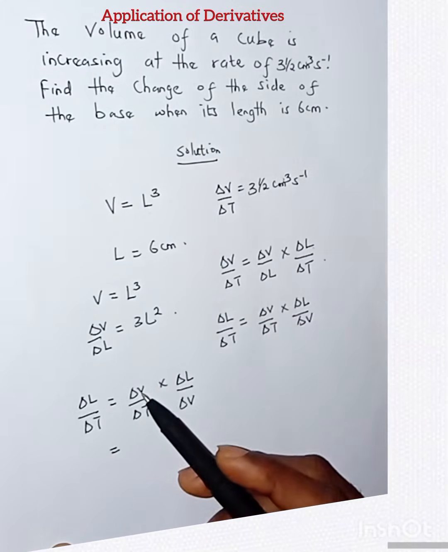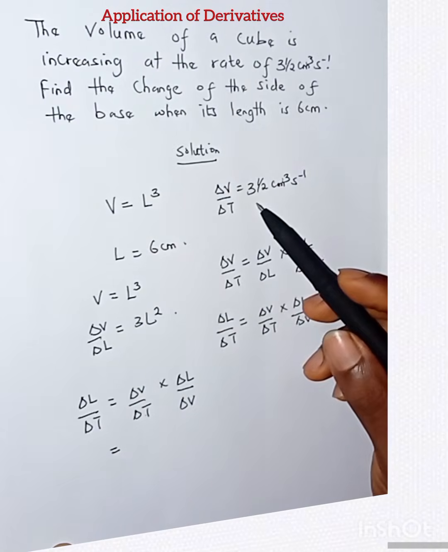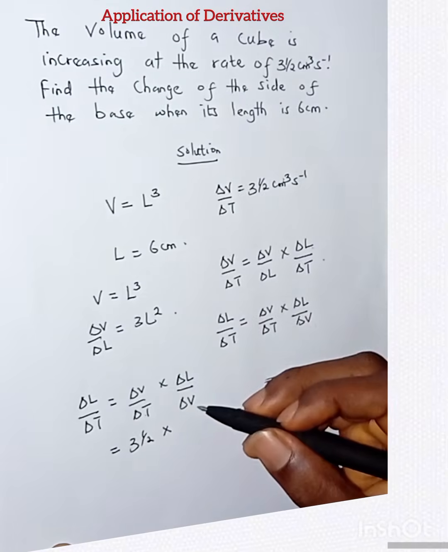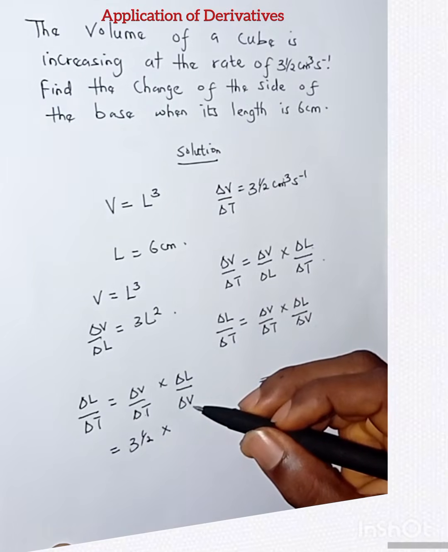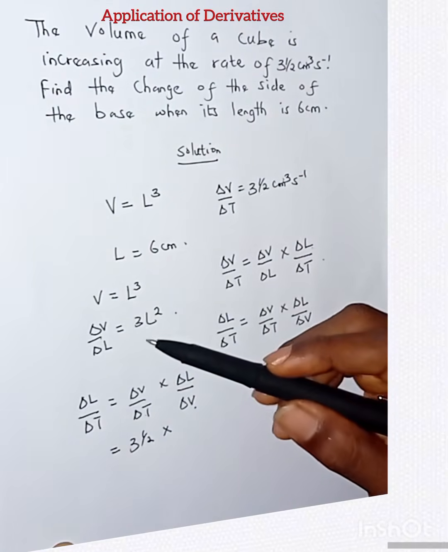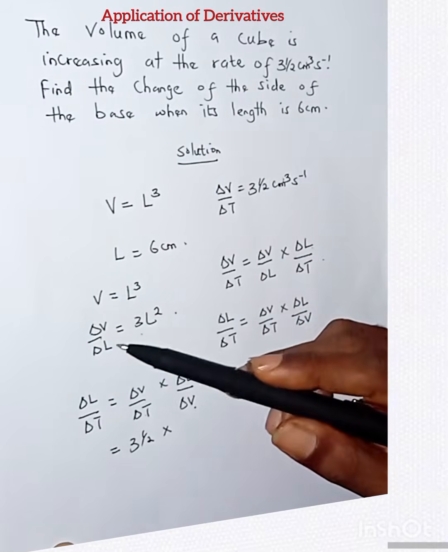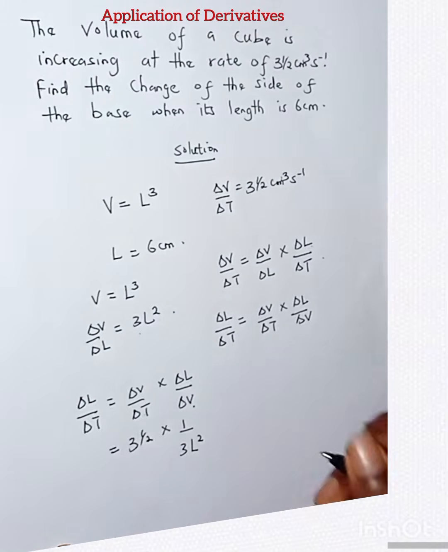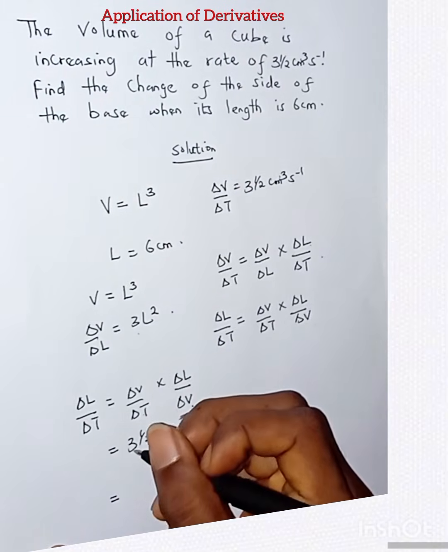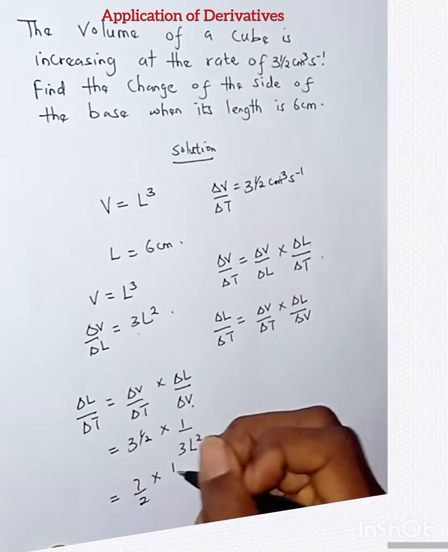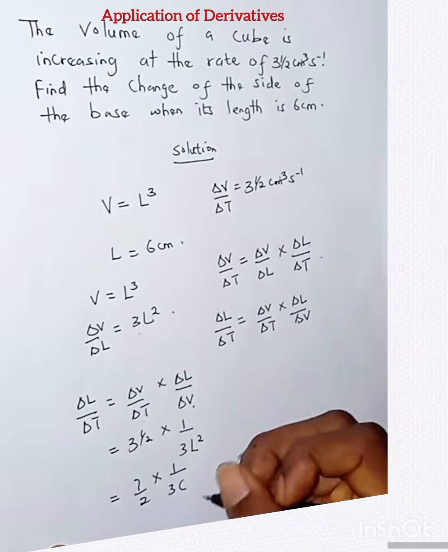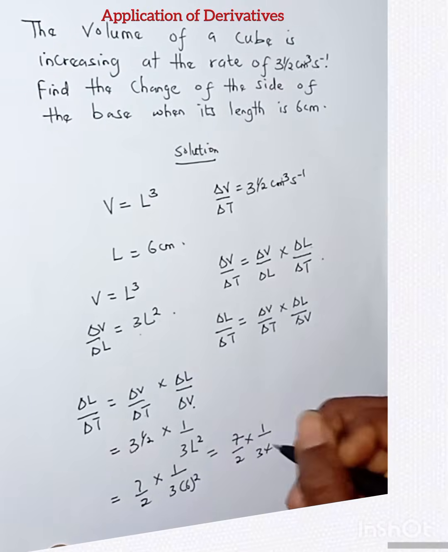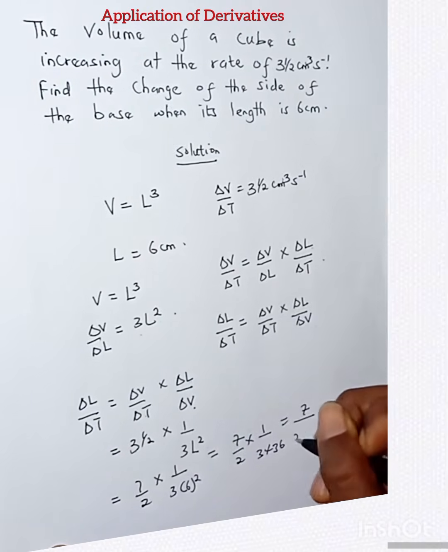Now, notice the change in V over the change in T is given as 3.5, times the change in L over the change in V, which is 1 over 3L squared, because the change in V over the change in L is 3L squared. Now, this gives us 3.5, which is 7 over 2, times 1 over 3 times the length squared, which is 6 squared. When we do the division, 7 over 2 times 1 over 3 times 36 is 7 over 216.